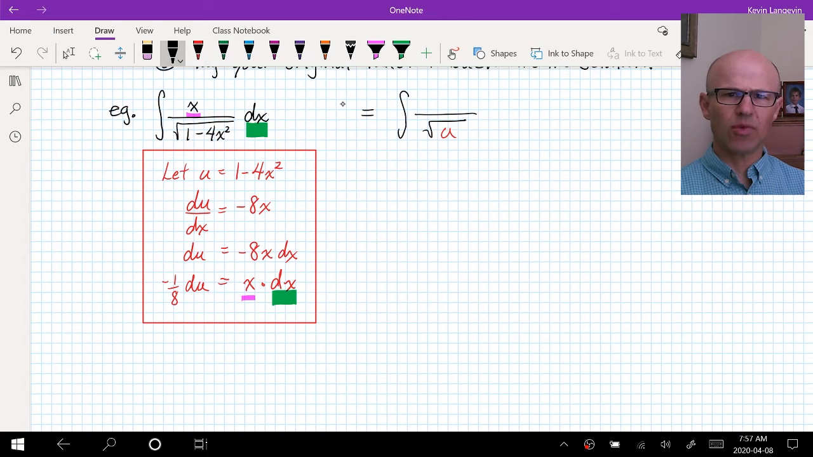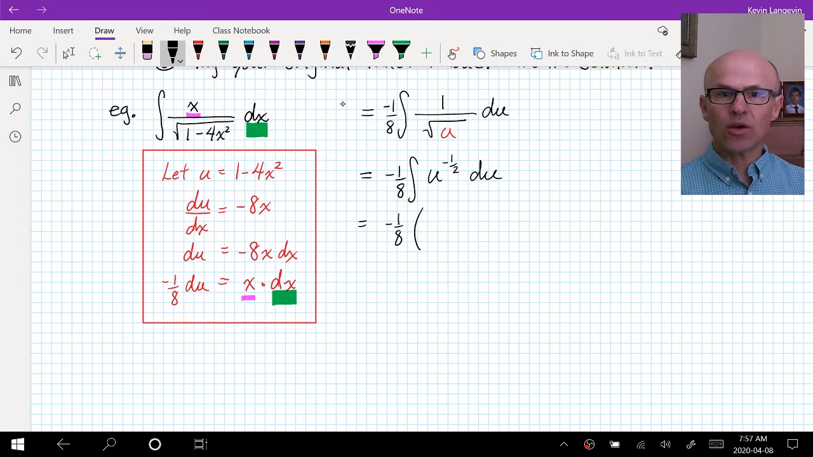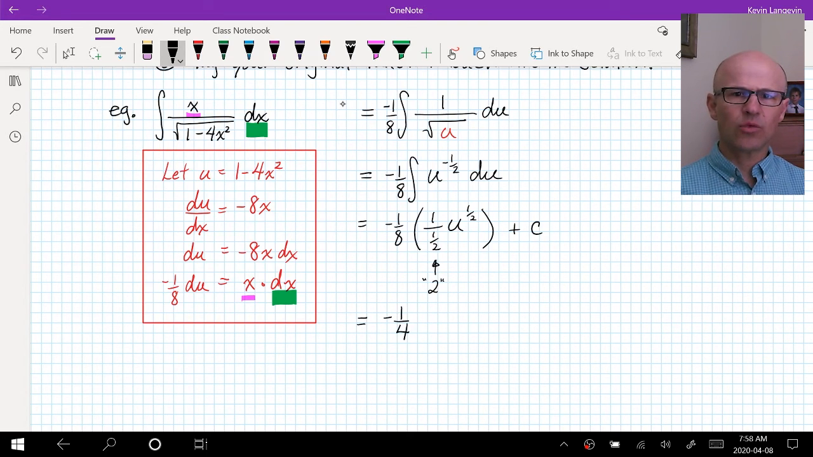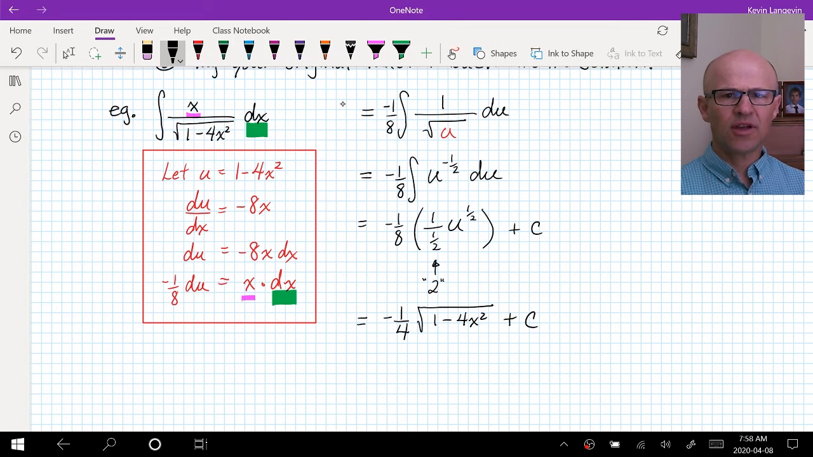The u goes on the bottom. The x dx gets replaced with the negative 1/8 du. The 1 over square root of u is rewritten as a u to the power of a negative 1/2. We rearrange and do the antiderivative, and we're able to come up with our solution.